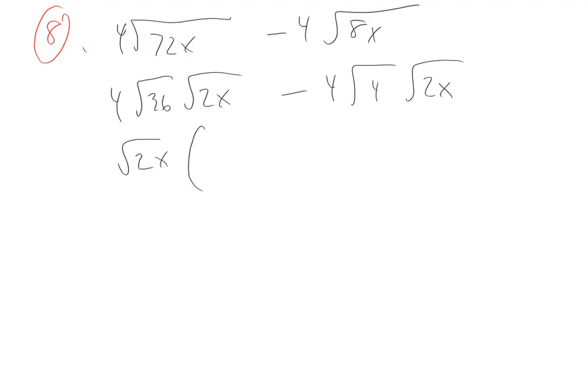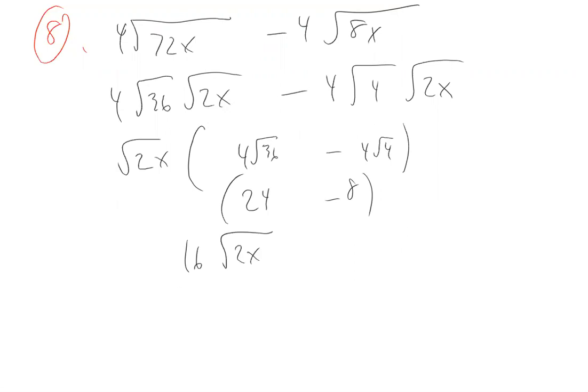Then I'm left with 4 square root of 36 minus 4 square root of 4. But the square root of 36 is really 6, and 4 times 6 is 24. And the square root of 4 is 2, and 4 times 2 is 8. So it's 24 minus 8, which is really 16, times the square root of 2x. And they normally write the square root after the number, so the answer is going to be 16 square root of 2x.